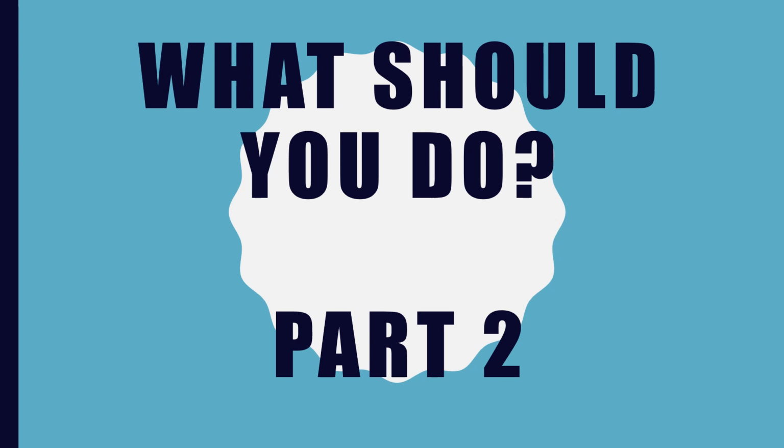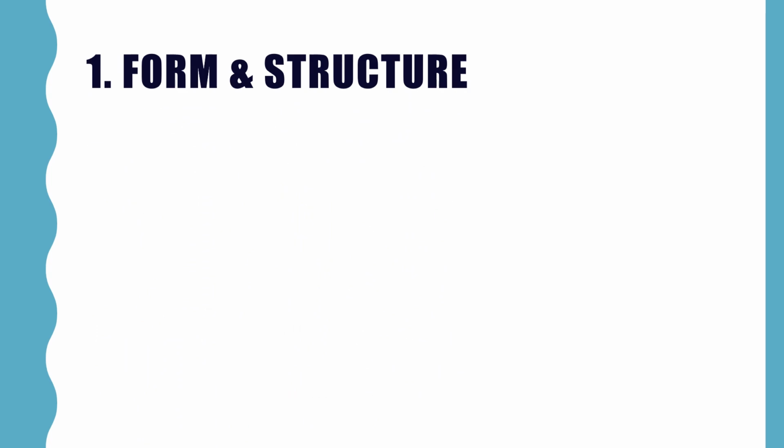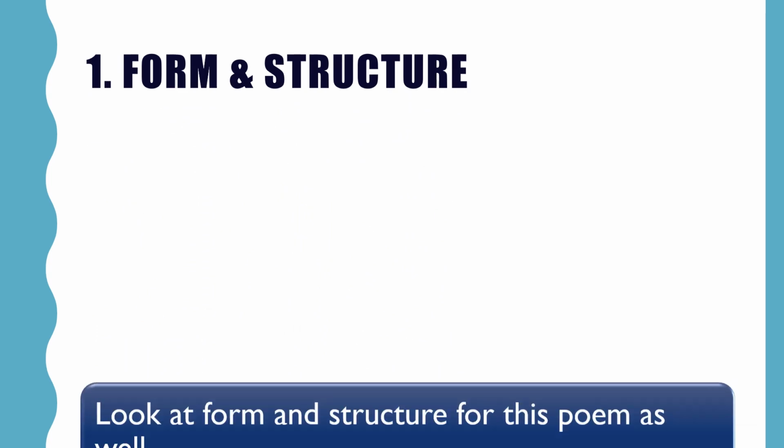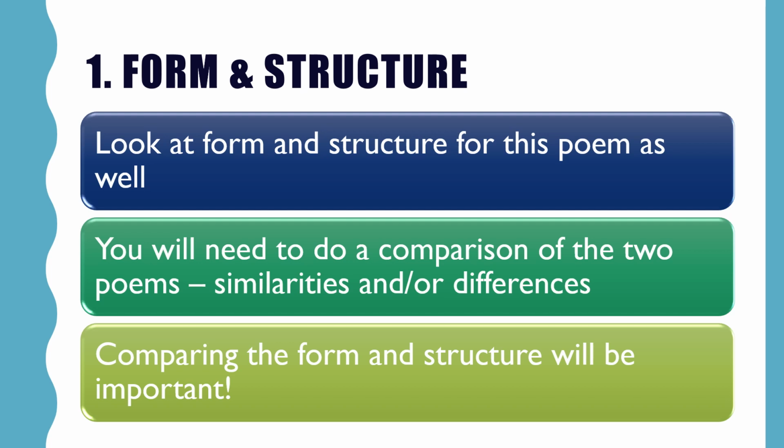So what should you do for part 2? This is the 8-mark question. Again, first thing, form and structure. So look at form and structure for this poem as well. You will need to do a comparison of the 2 poems. Again, depending on what they ask you, so you may be looking at similarities and or differences. Comparing the form and structure will be important. They want you to do it, so please do it.